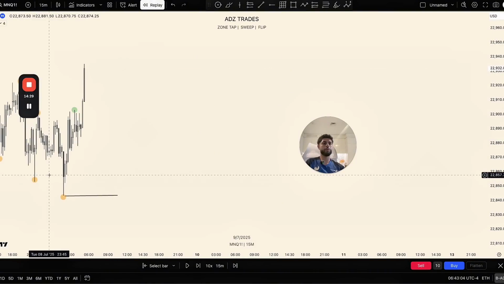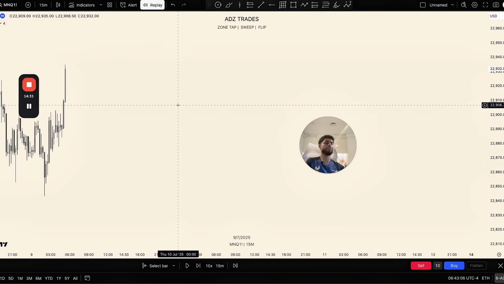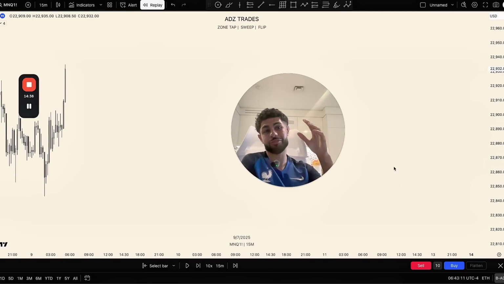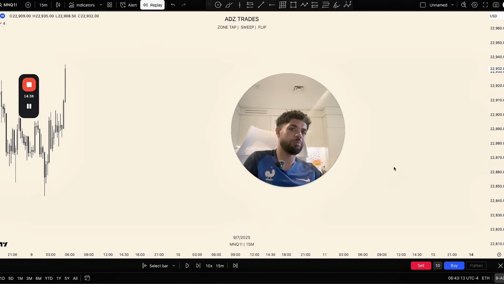I do make quite a bold claim because I genuinely believe I see market structure differently to how everyone else sees it. And I do believe I can read it better than 99% of people. I sound like an arrogant waste man there, but it's just my personal opinion. You don't have to agree with me, but that's the basis of my whole trading strategy.